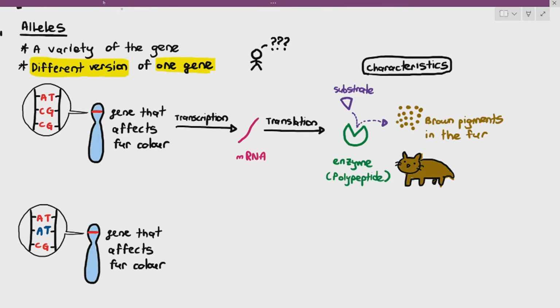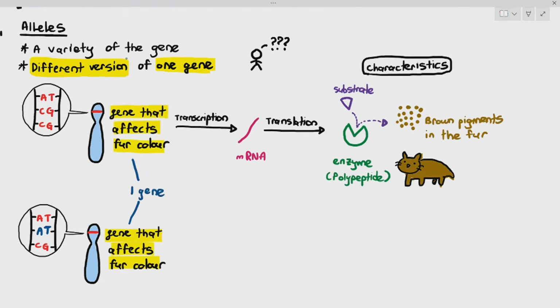The base sequence is just slightly different. As you can see, here is AT, AT, and CG, right? I'm putting it in blue just to show you that it's different. You see, both the genes at the top and the bottom affect fur color. That's why it's called one gene.